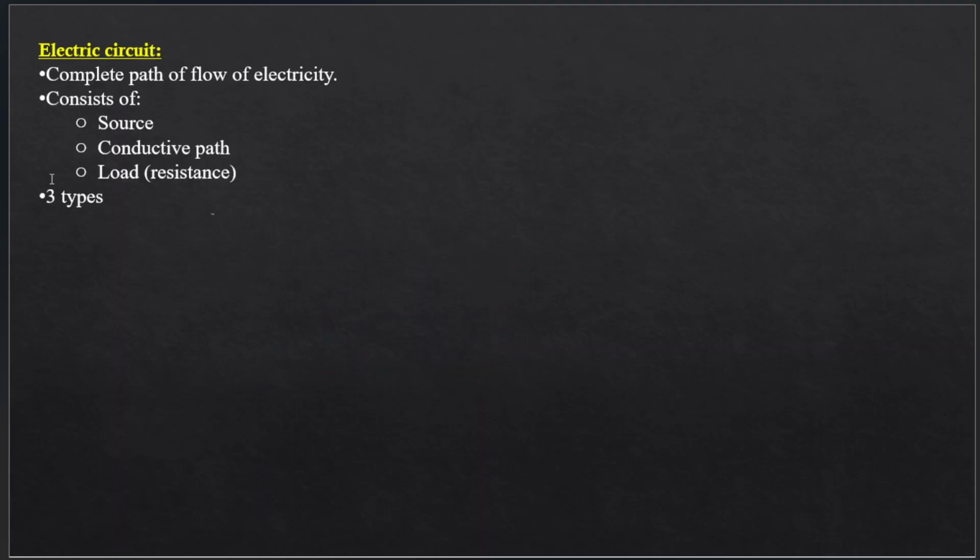Now let's move on to electrical circuits. What is an electric circuit? An electric circuit is a complete path of the flow of electricity. An electric circuit would consist of a source, which can be any source, AC or DC, battery or generator, and then that would be connected to a load. It can be one load or many loads.